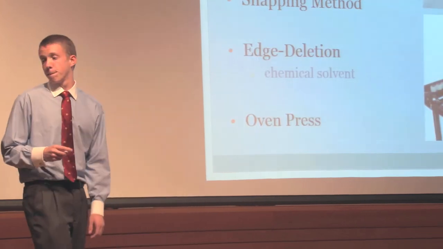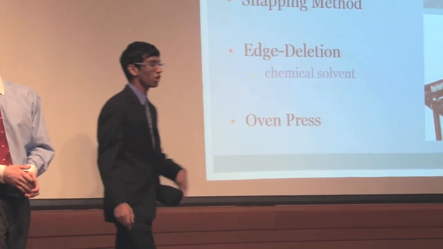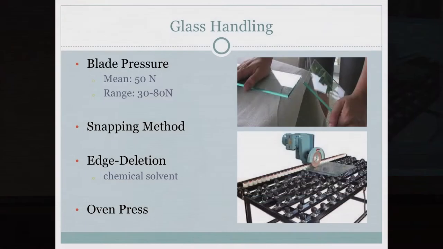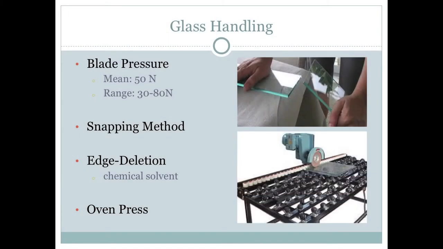Now the last major problem is the glass handling itself. As I was talking about earlier, it does offer a lot of variation. For example, the diamond blade pressure fluctuates anywhere between 30 newtons and 80 newtons, averaging at 50 newtons. A way to combat this would be to have a pressure reading shown to the operator as they lower the blade. So they see, oh, I'm at 40 newtons, now I'm at 45 newtons, now I'm at 50 newtons, now I need to stop. Before this, it would just be based on what they feel is the proper pressure.